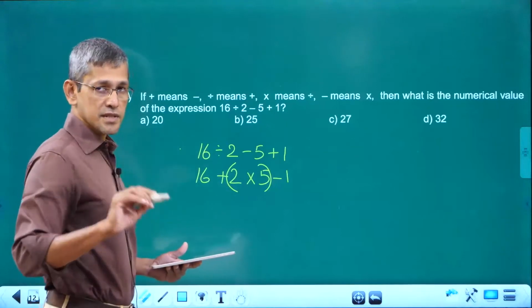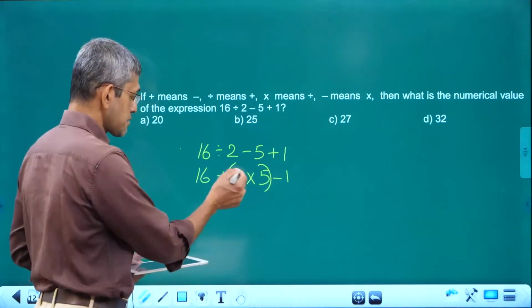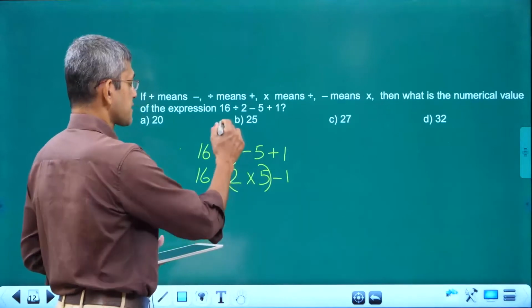So multiplication first in this case. So 2 into 5 is 10. So 16 plus 10 is 26. 26 minus 1, 25. Answer right here.